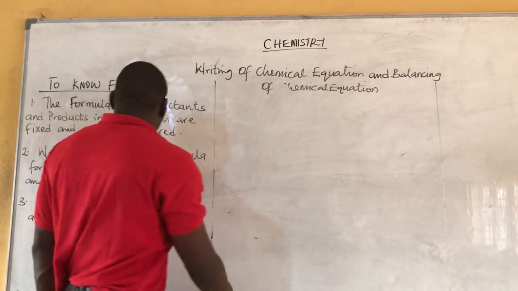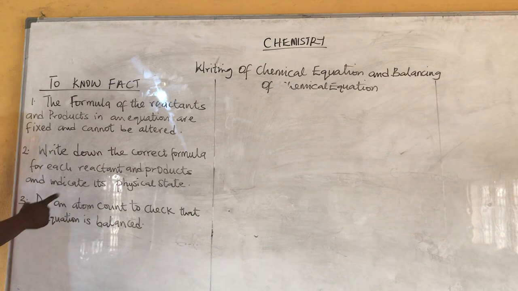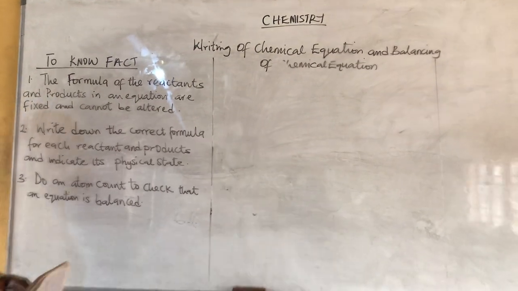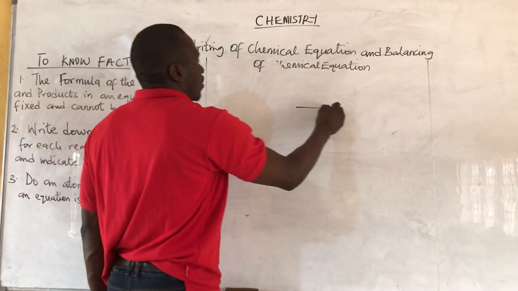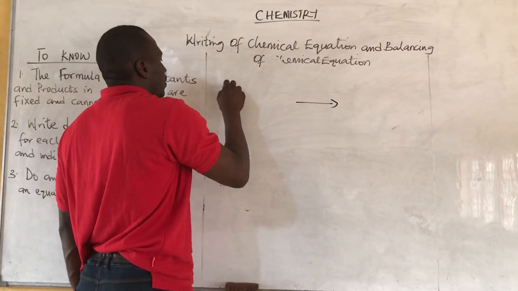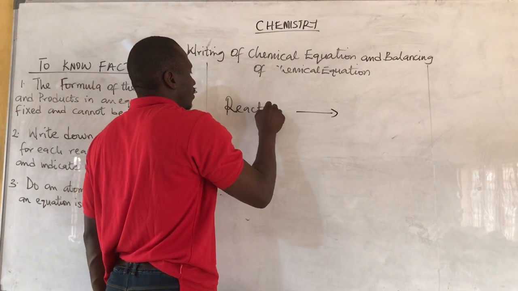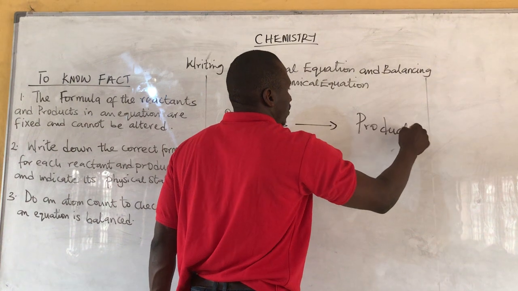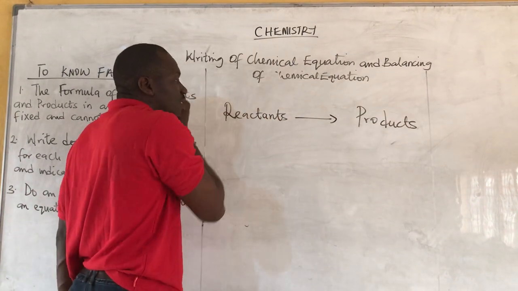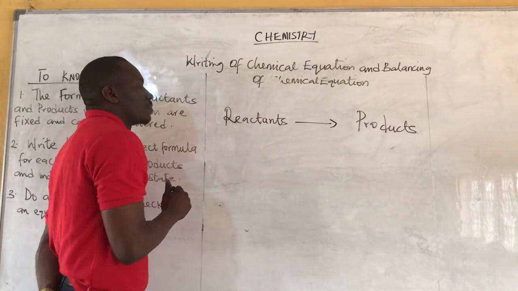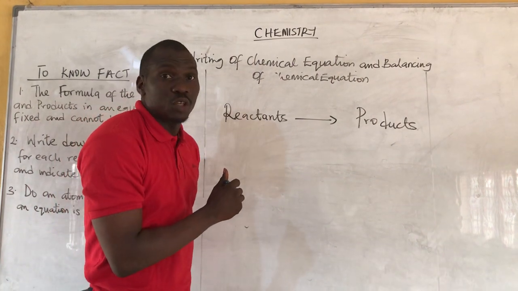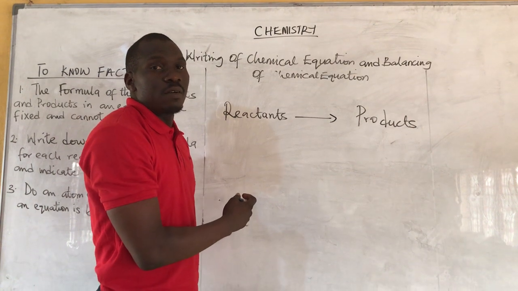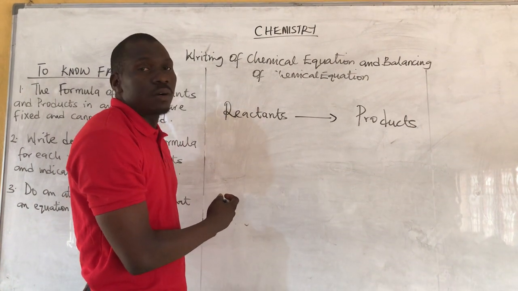Now, number three, do an atom count to check that an equation is balanced. How do we do an atom count? This is the arrow, reactants, then products. Do the atom count of the various elements on the reactant side, which is the left hand, and check with the number of atoms of the products.